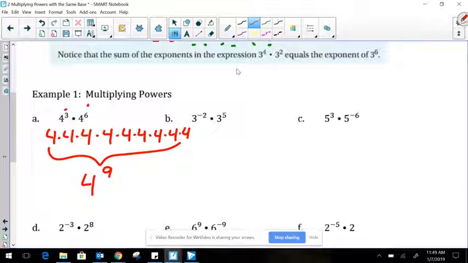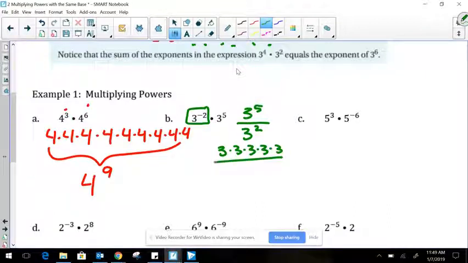Okay, so now let's try problem B. 3 to the negative 2. So think of yesterday. Do I stay or do I go? This 3 to the negative 2 needs to go to the basement. 3 to the 5th stays. Okay, so 3 to the 5th, that means there's 5 3s on top. The bottom, there's 2 3s. Remember, I'm looking at these exponents. That's telling me how many of each number there are.